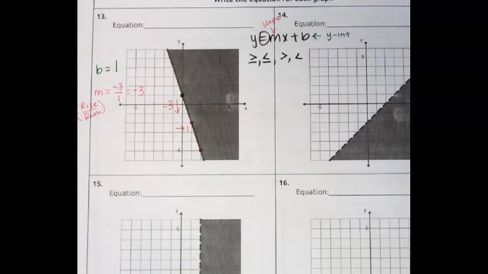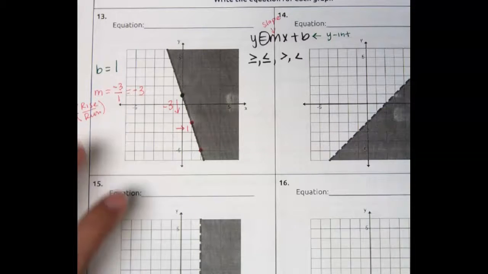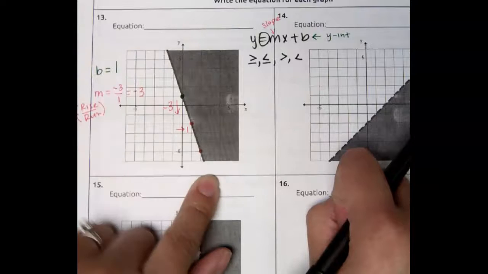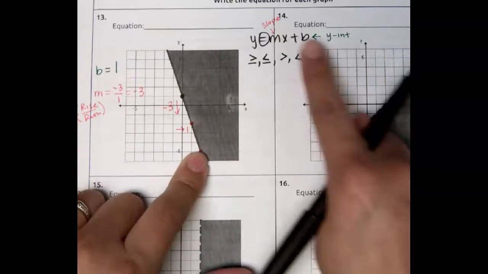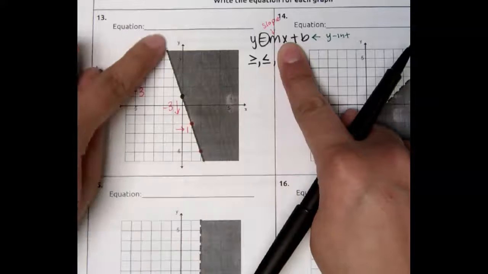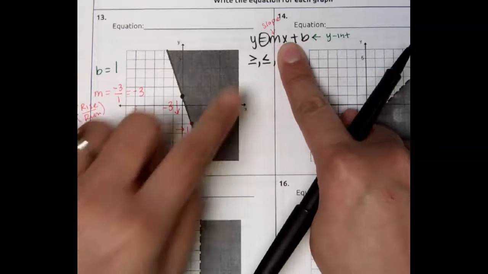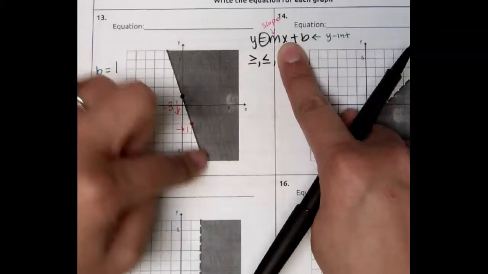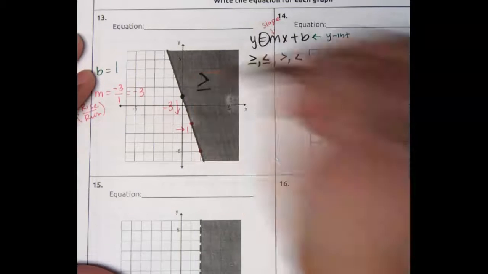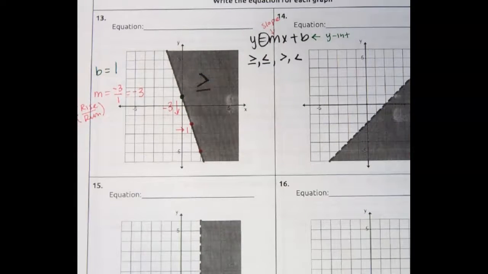Now, because we have shading, I need to figure out which inequality is going to tell me to shade above and have a solid line. Because it's a solid line, it's got to be one of these. Because that equal to line is what makes this line solid. This is greater, this is less. Above is greater, so my inequality will look like this, because that means it's a solid line and we shade above.